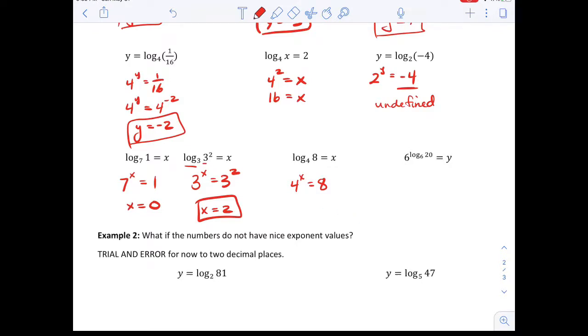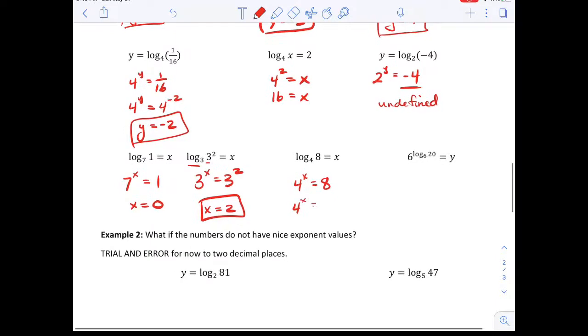But we'd say, well, 1.5, for example. And that one gives me 4 to the power of 1.5. Whoops, 4 to the power of x is equal to 4 to the power of 1.5. So that would be 8. Now you might say, how do you get 1.5? Well, that was just trial and error for now.